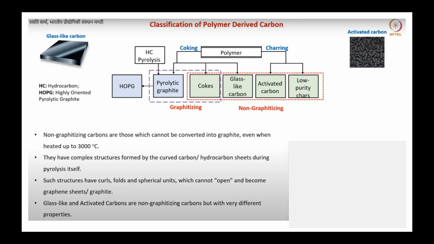So usually the non-graphitizing carbons are those which cannot be converted into graphite even when heated up to 3000 degrees centigrade. They have complex structures formed by the curved carbon hydrocarbon sheets during pyrolysis itself. Such structures have curls, folds, and spherical units which cannot open and become graphene seeds. Now, the glass-like and activated carbons are non-graphitizing carbon, but with very different properties actually.